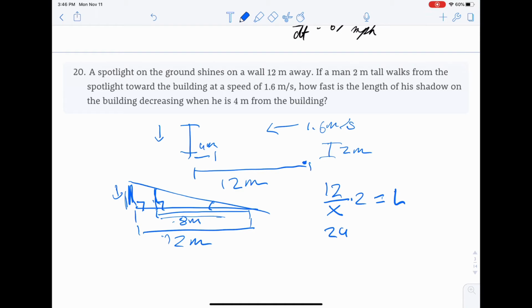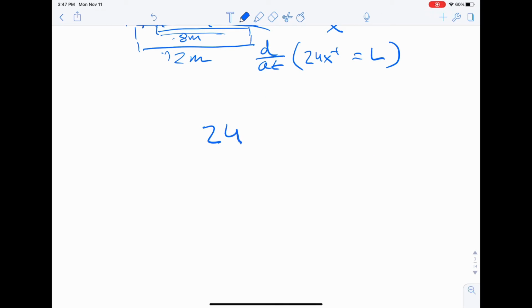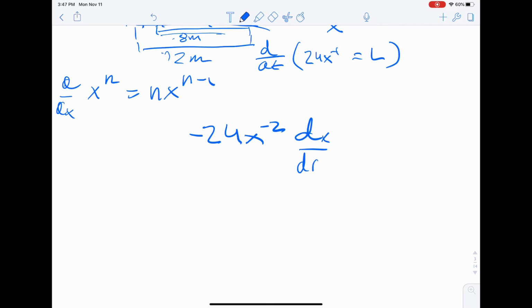So first I'll simplify it. 24 over x equals L. And then that can just be rewritten as 24x to the negative 1 equals L. Let's take the derivative of this with respect to time. Okay, so negative 24, x to the negative 2, right? Because if you remember, the derivative of x to the n is equal to n x to the n minus 1. And then times dx over dt, and that will equal dL over dt.